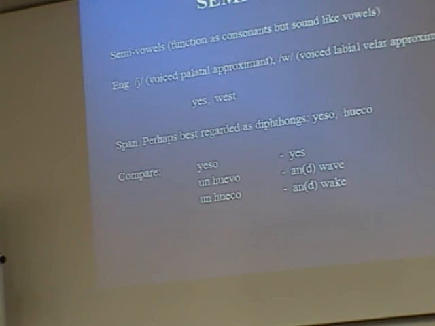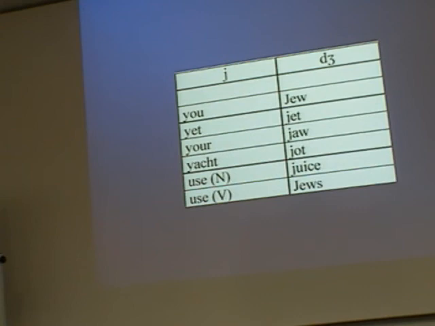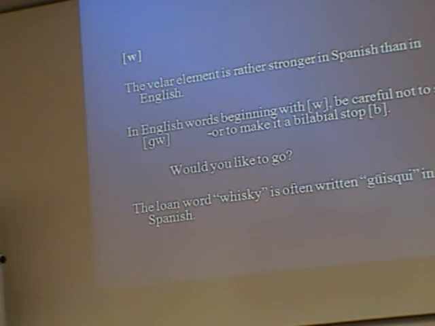Semi-vowels, these function as consonants that sound like vowels. We've got the English y sound and the w sound. I've put up the definitions there. I'm hurrying a little bit because we're short of time. So we've both got the y sound and the w sound. In Spanish, they're best regarded perhaps as diphthongs, yesos, huevos, and so on. Now that's just another reminder to keep y and j separate, so we'll move on from that.